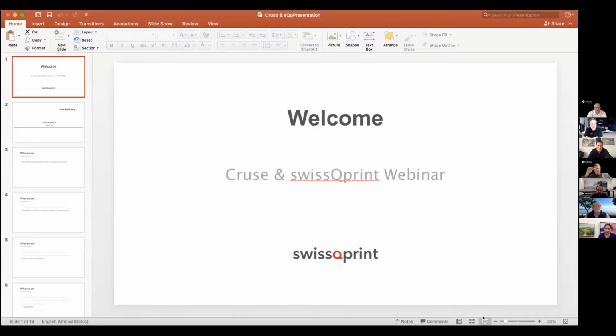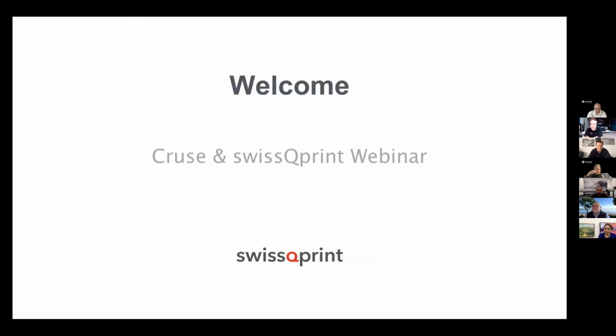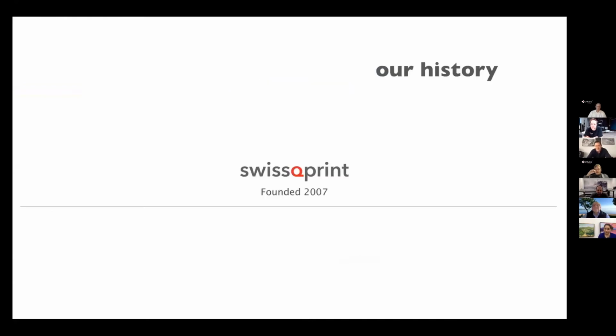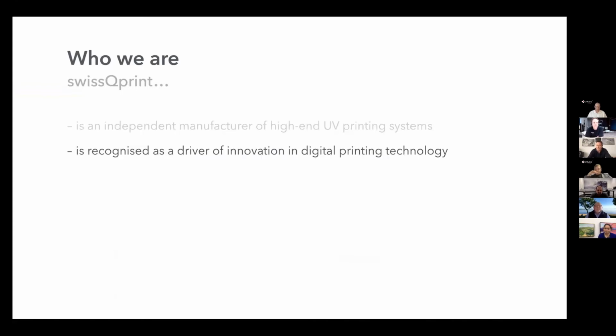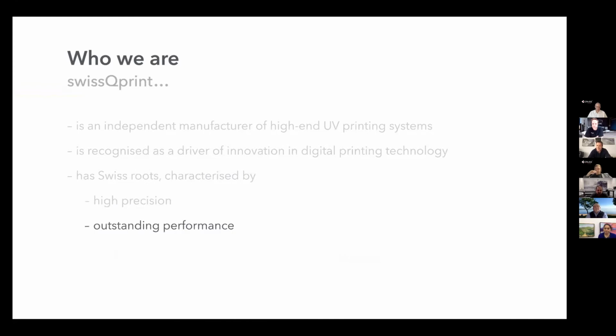I would like to go over a short description of who we are and where SwissQPrint comes from. So, we were founded in 2007 in Switzerland by 3 ex-Zund engineers. SwissQPrint is an independent manufacturer of high-end UV printing systems. It's recognized as a driver of innovation in digital printing technology. It has Swiss roots characterized by high precision, outstanding performance, and exceptional reliability.